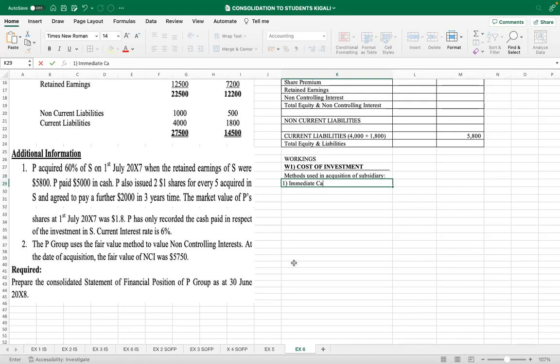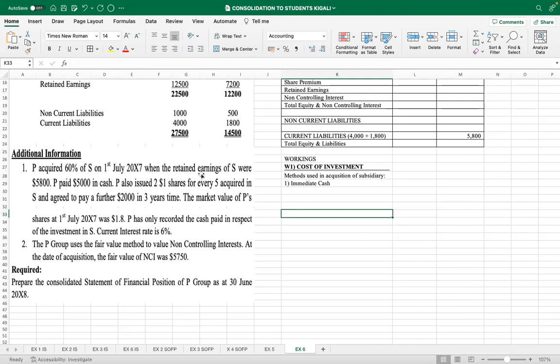Immediate cash. So that is method 1, immediate cash. P acquired 60% of S when the retained earnings of S were 5,800. P paid 5,000 in cash. So immediate cash is 5,000. I believe everyone is seeing that.